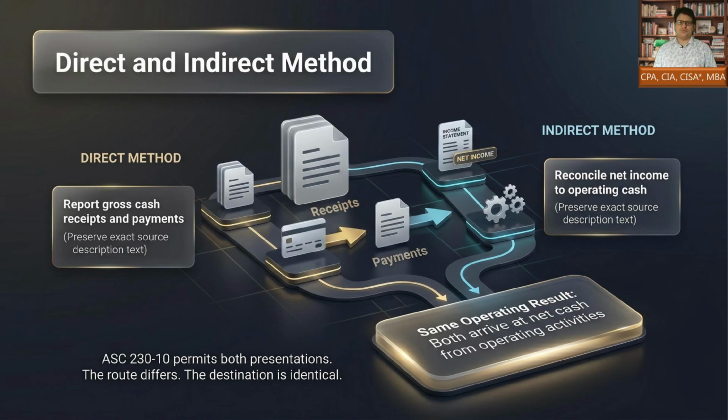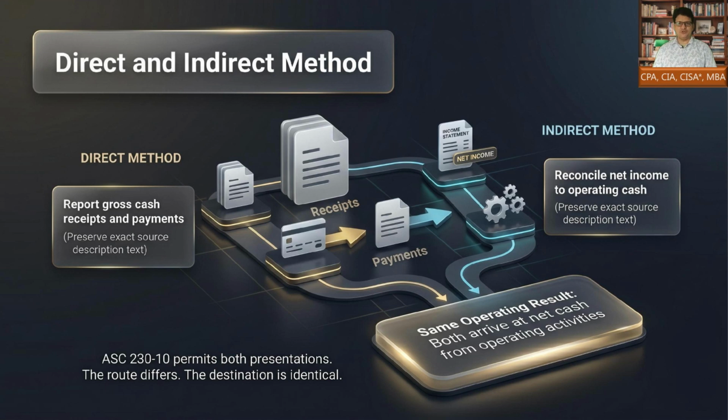In this episode, we are learning one of the most important practical areas of ASC 230, the direct method and the indirect method for operating cash flows. Both methods are allowed under US GAAP and both should arrive at the same destination, net cash from operating activities. The difference is the route.